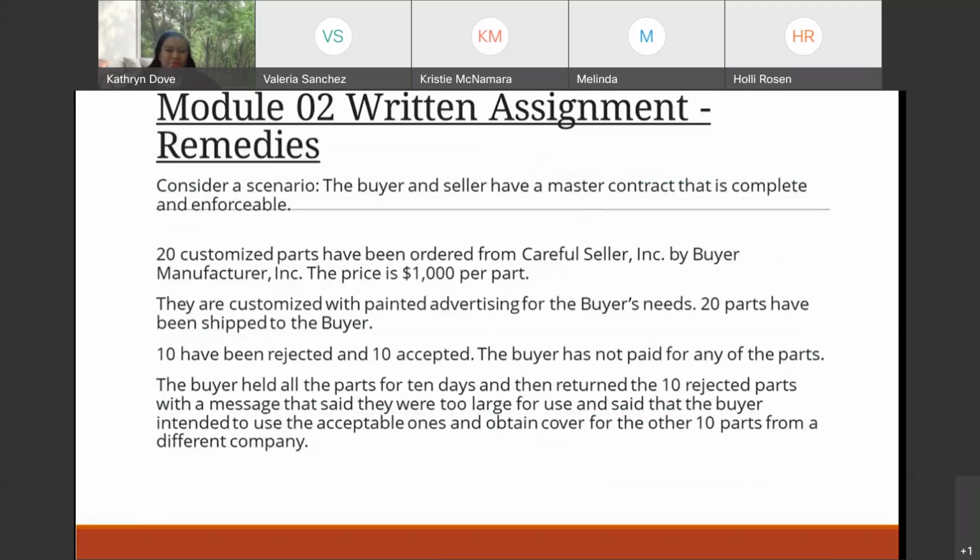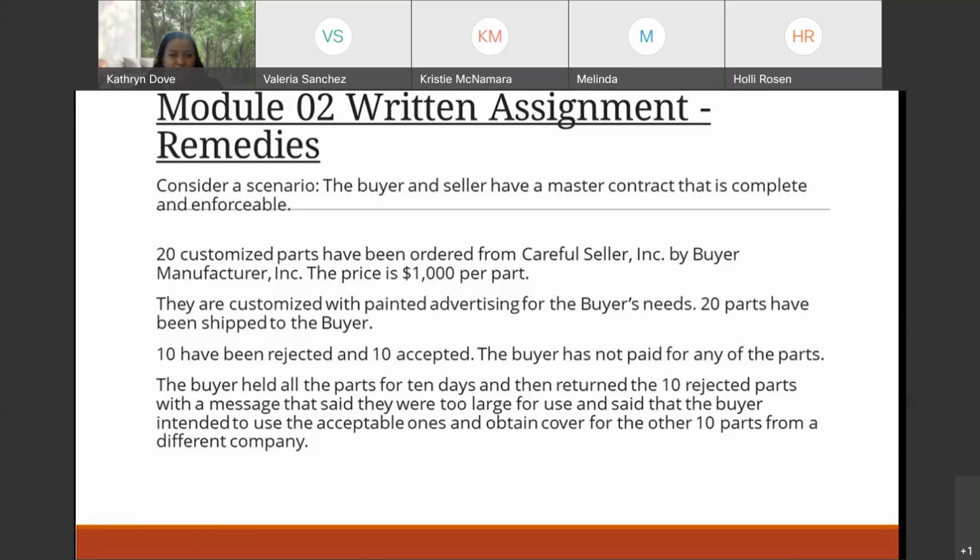Okay, let's talk about your Module 2 written assignments. The assignment is on remedies. In our scenario, the buyer and seller have a master contract that is complete and enforceable. The contract is 20 customized parts have been ordered from careful seller by the buyer. The price is $1,000 per part. They are customized with painted advertising for the buyer's needs. 20 of these customized parts have been shipped to the buyer.